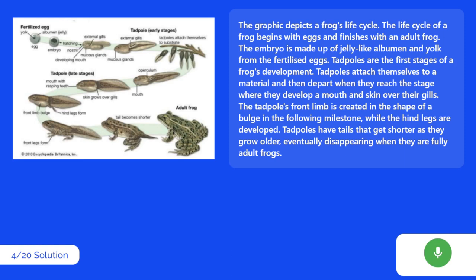The graphic depicts a frog's life cycle. The life cycle of a frog begins with eggs and finishes with an adult frog. The embryo is made up of jelly-like albumin and yolk from the fertilized eggs.